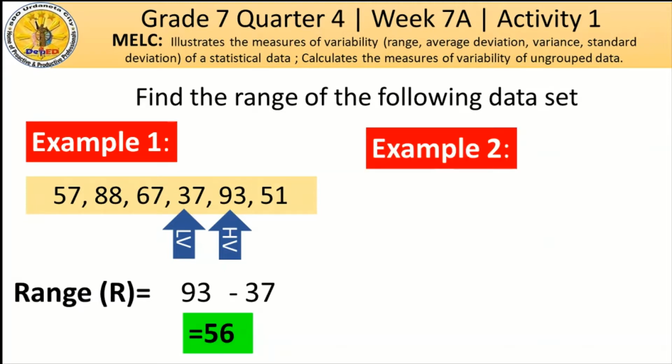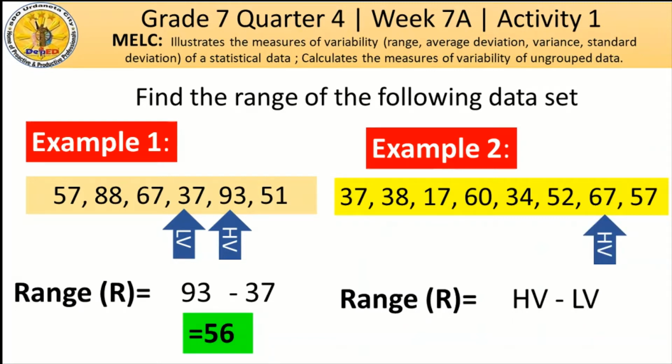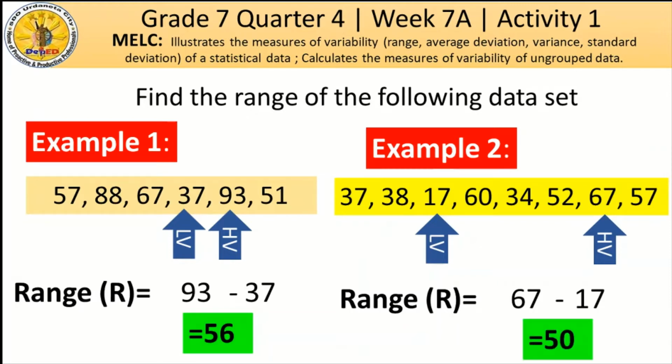Example number 2. In the dataset, 37, 38, 17, 60, 34, 52, 67, and 57, let's find the value of range, where the highest value is 67 and lowest value is 17. From this, range is equal to 67 minus 17, which yields to 50.